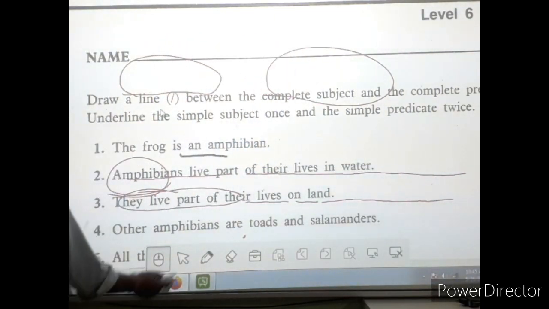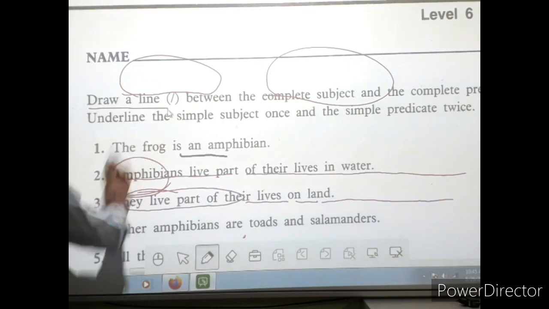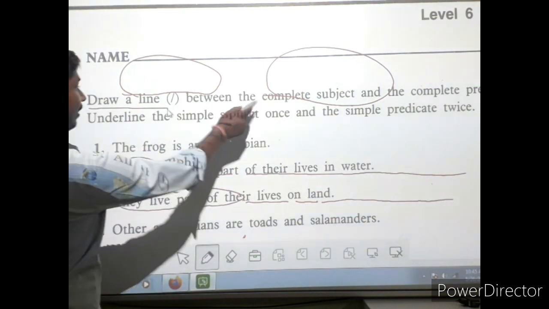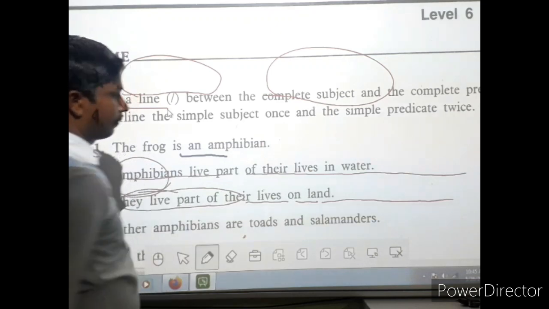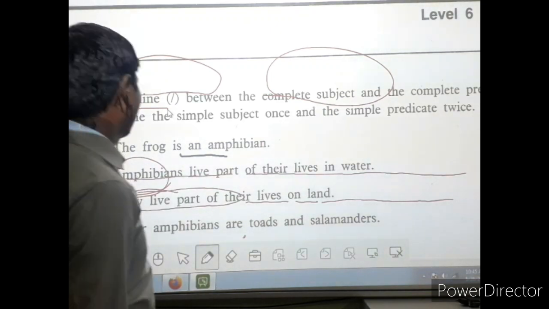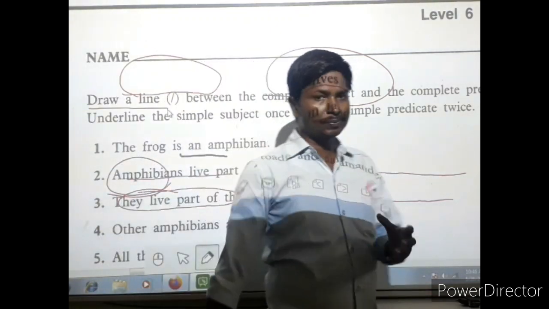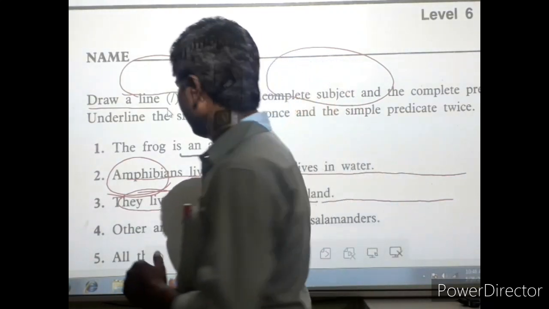Draw a line between the complete subject and the complete predicate. Underline the simple subject and once again the simple predicate. But I am going to tell you only how we can find a subject and a predicate in the sentence. You can focus here.